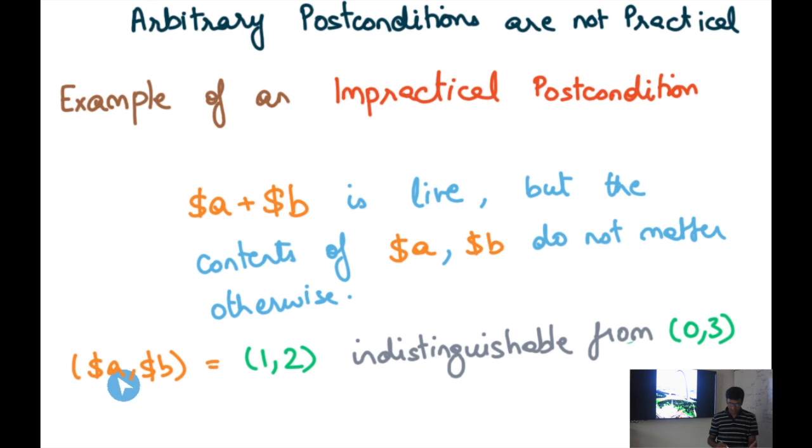For example, if A is 1 and B is 2, that is indistinguishable from A is 0 and B is 3. So while A and B are both live, it's only the value of A plus B that matters. And if that's a post condition that I want, then that is much harder to both compute as a liveness analysis and to pattern match for the Peephole optimizer.